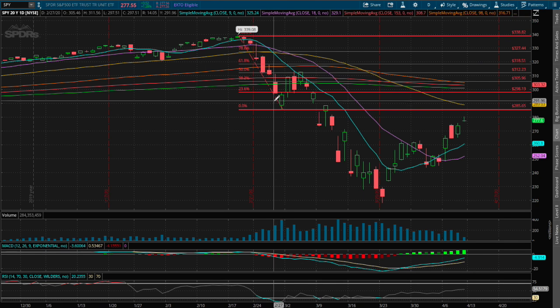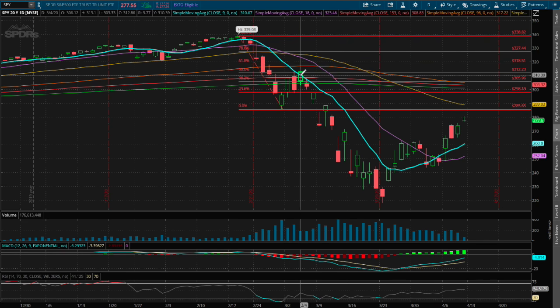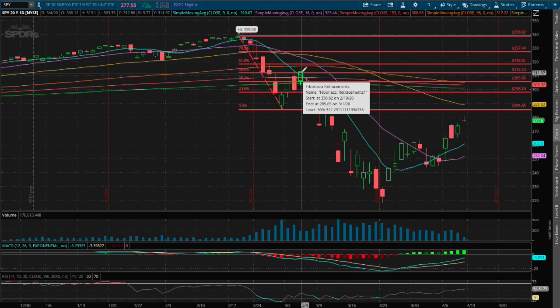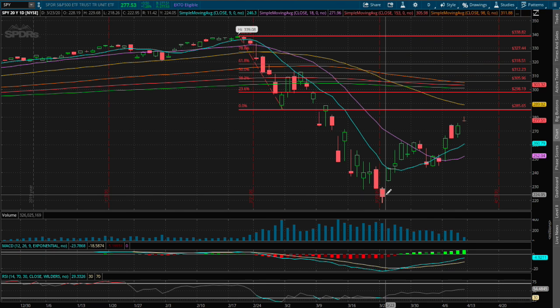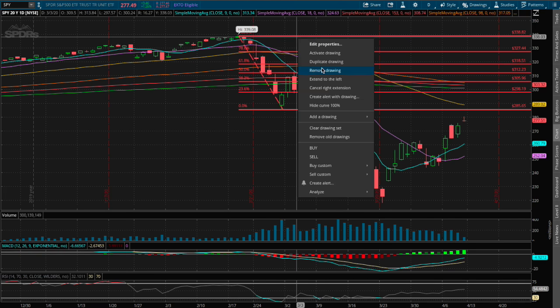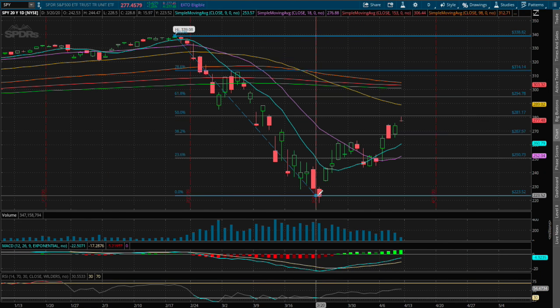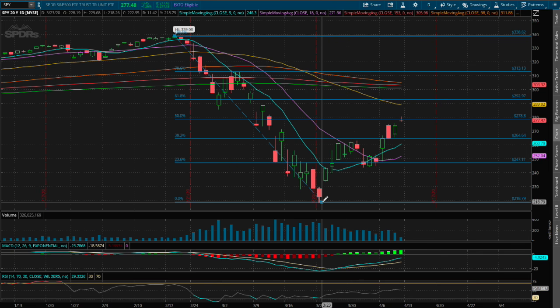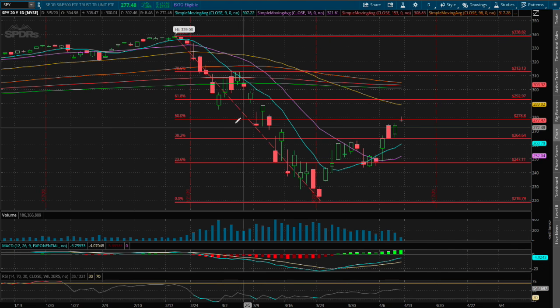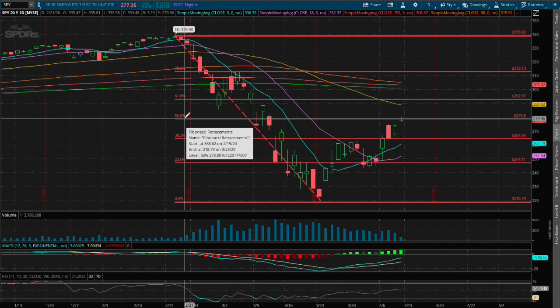That was a 50% retracement on the Fibonacci retracement. And then after hitting the 50% retracement, we continued down lower. So let's move this retracement line all the way back to the lows of March 23rd, and we are currently at the 50% retracement line. So there is concern that we may continue down lower.